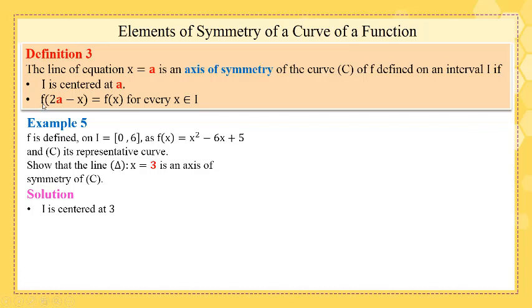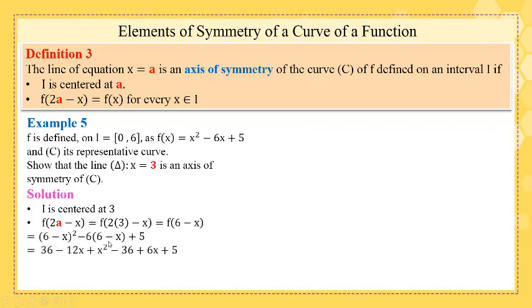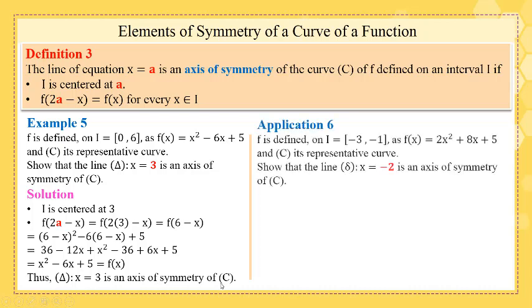The second condition is to prove that f of 2a minus x equals f of x. Let us start with f of 2a minus x. If we substitute a by 3, we will get f of 6 minus x. Substitute x by 6 minus x to get this expression. Expand then reduce to get x squared minus 6x plus 5, which equals f of x. The two conditions are satisfied. Thus, delta of equation x equals 3 is an axis of symmetry of C. Application. Please stop the video, then solve this application.